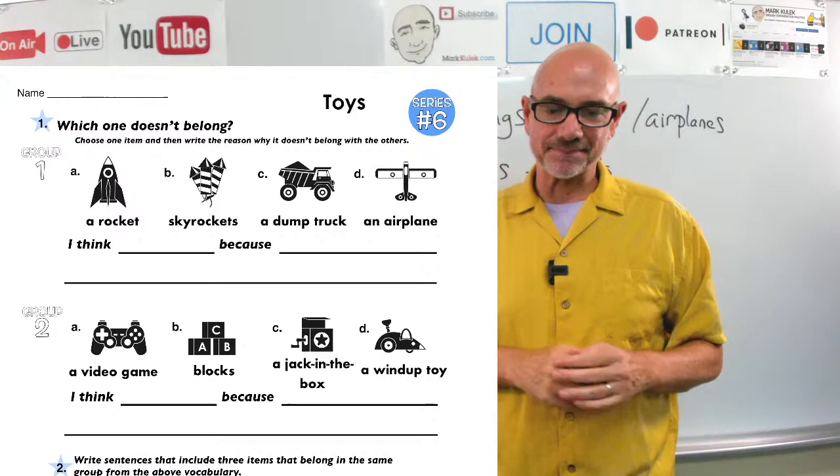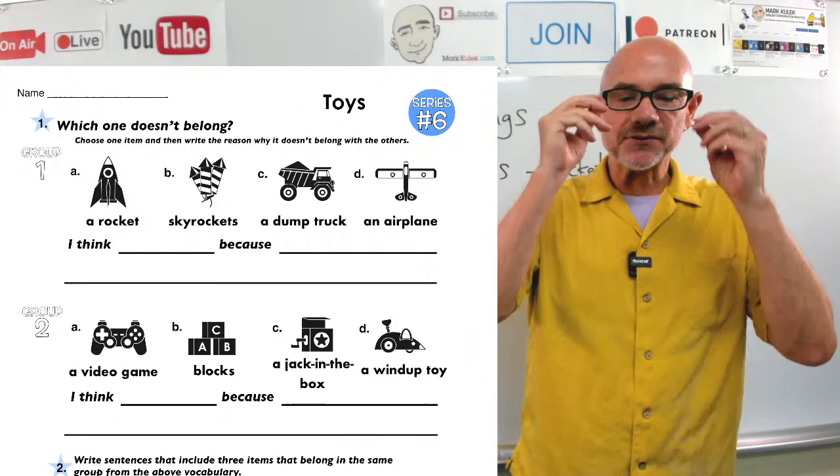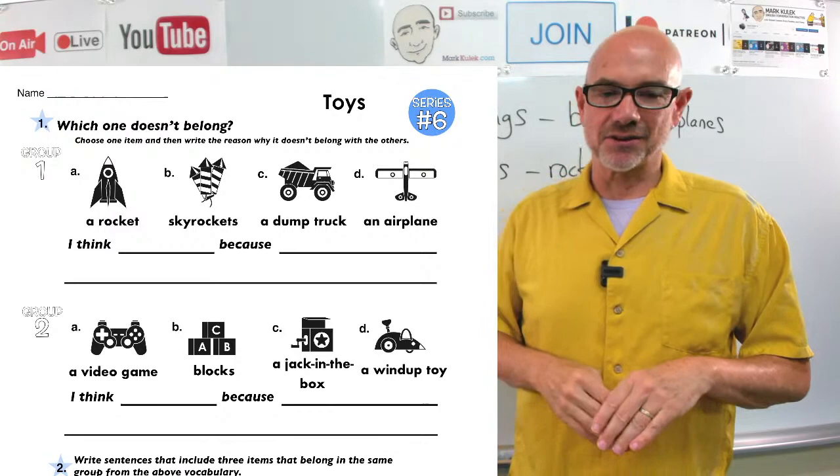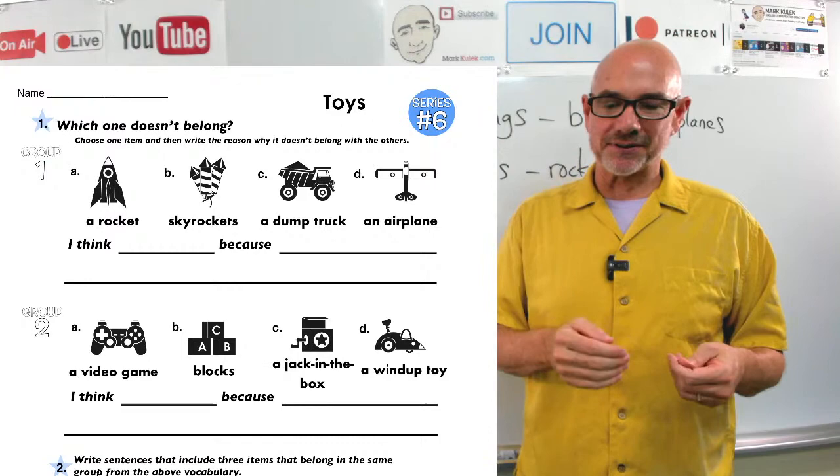Lolly says, number two, a video game because adults can play with it. Yeah, that's a good one, Lolly. So video game is for like older people. Maybe blocks are for babies or toddlers. A jack-in-the-box is also for little people. And wind-up toys are for little people. But video games are for bigger people. So good one, Lolly.